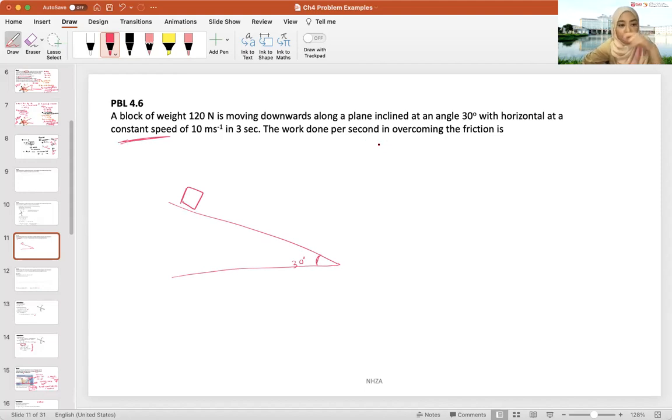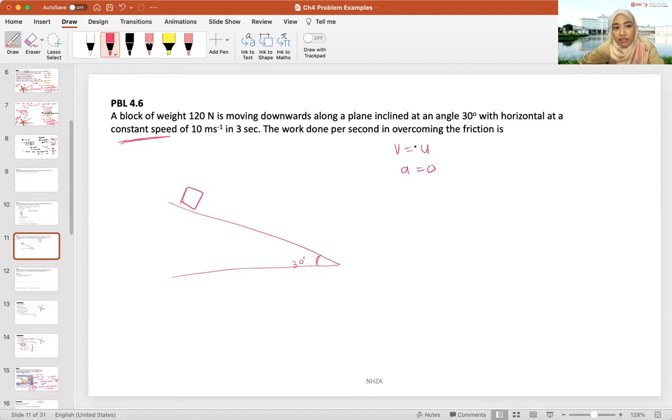So constant speed, constant speed. What does constant speed mean? What do we know about constant speed? V sama dengan U. V sama dengan U, okay. What else? Betul, V sama dengan U. Acceleration 0. Acceleration is equal to 0, correct.